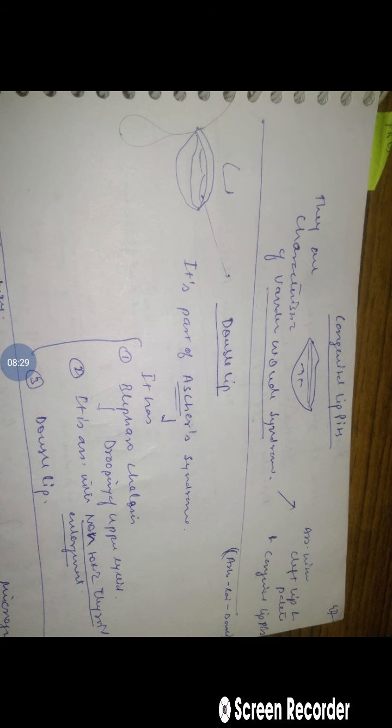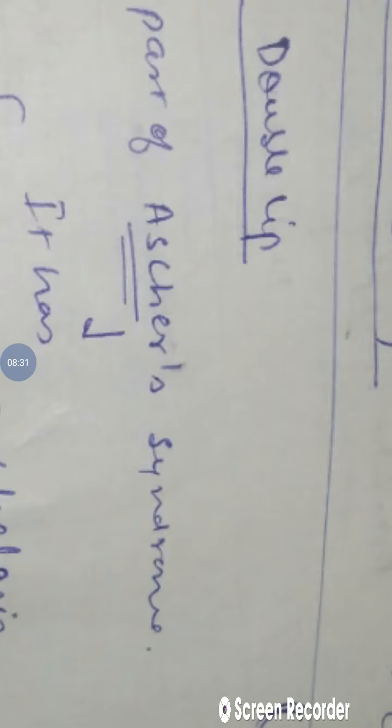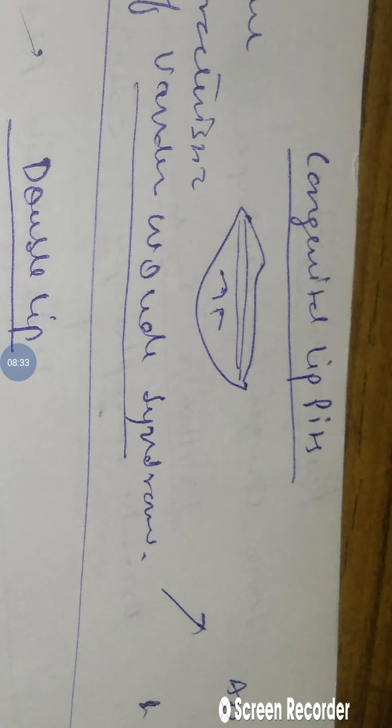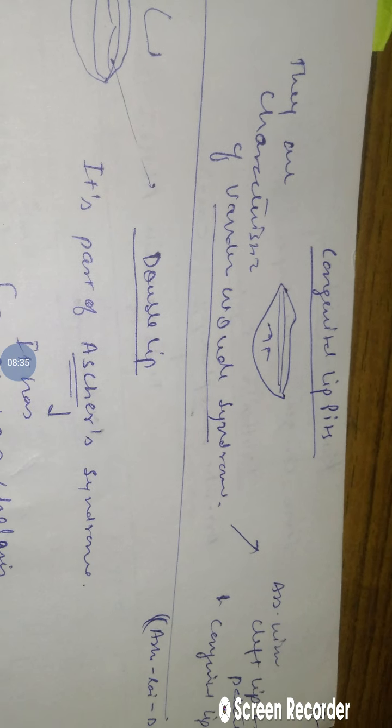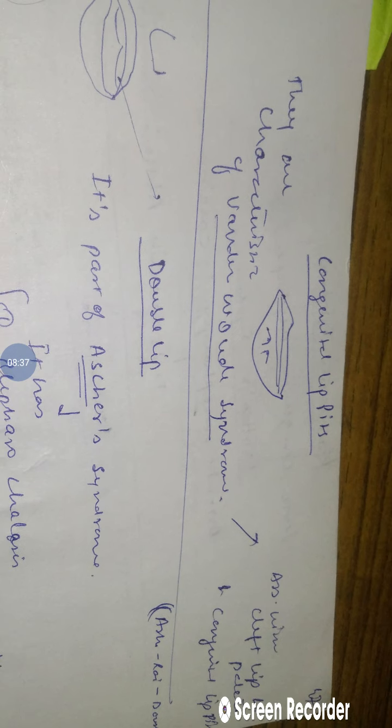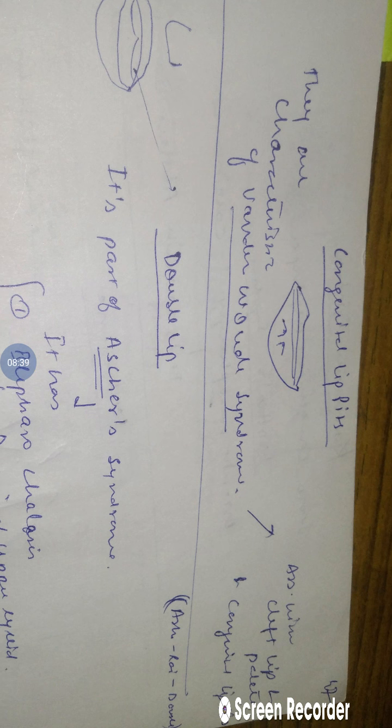Now let's come to another topic, that is congenital lip pits. Sometimes it is asked what are lip pits, and when they are congenital, what are they called? And what are the characteristic features? The characteristic feature is Van der Woude syndrome. There is a syndrome named Van der Woude syndrome. In Van der Woude syndrome there are some pits in the lips, which are called congenital lip pits.